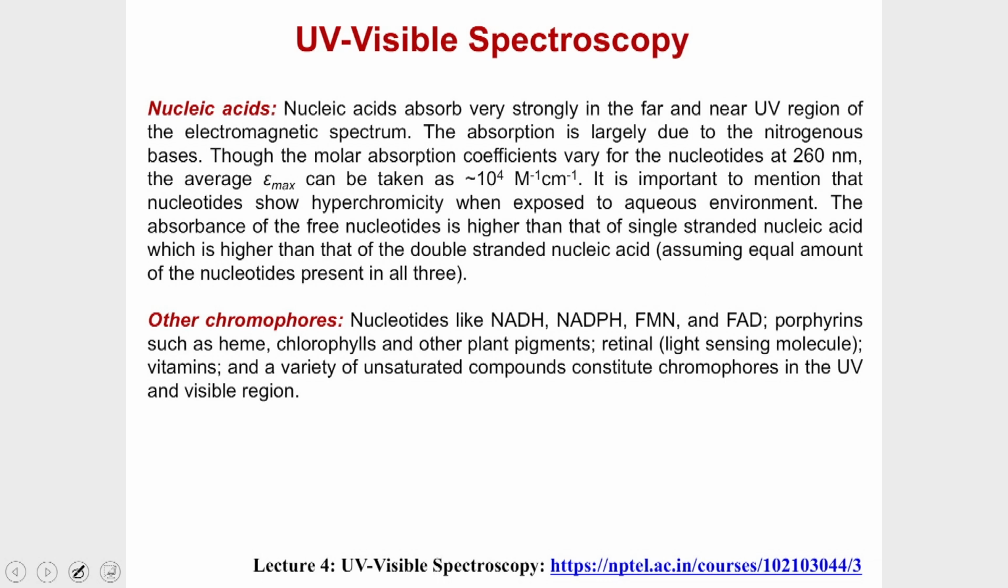Apart from that, you have other chromophores like nucleotides such as NADH, NADPH, FMN, FAD, porphyrins such as heme, chlorophylls and other plant pigments, retinol, which is a light sensing molecule, vitamin A, and a variety of unsaturated compounds that constitute chromophores in the UV as well as the visible range.